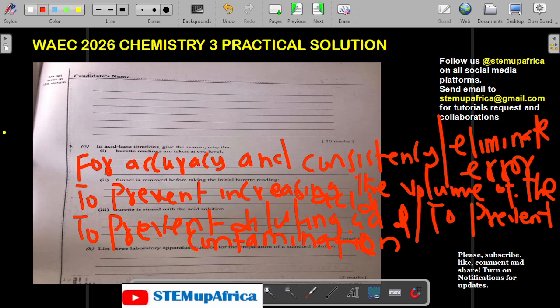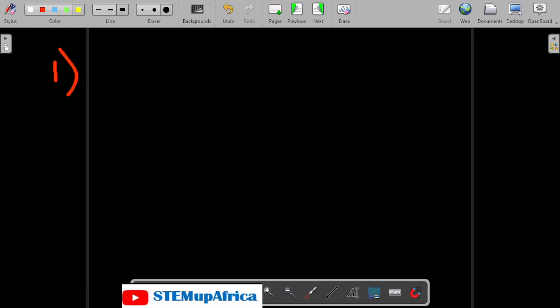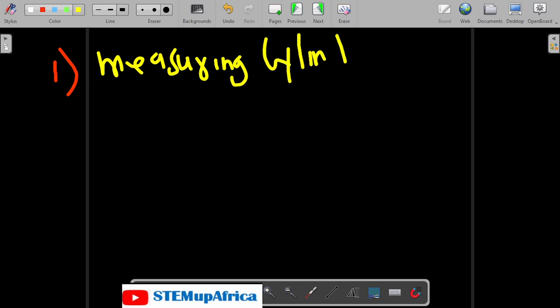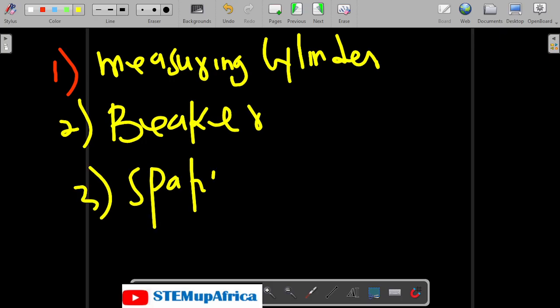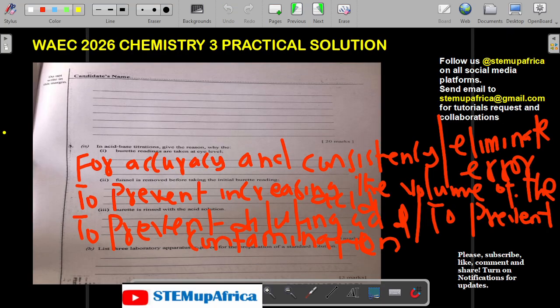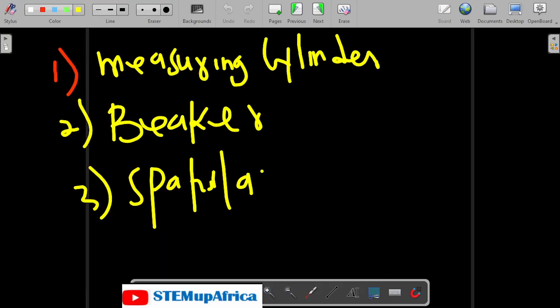That is the reason. Now, state three laboratory apparatus used for standard solution. There are many. One, we have the measuring cylinder. Two, you have the beaker. Then three, you have the spatula. All these are there in plenty. You can name as many as you can. The question demanded three, that's why I'm writing three. Let's go to question 2.